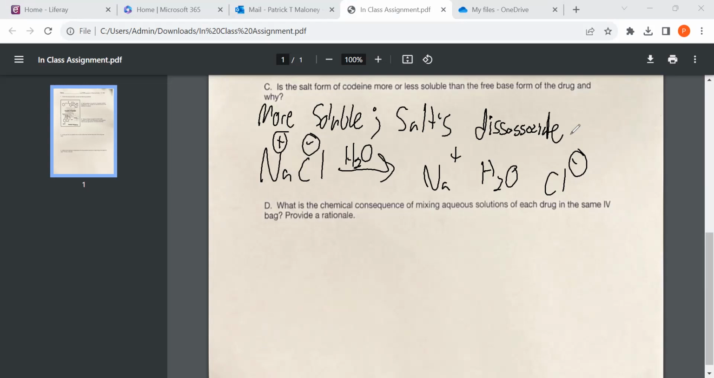Last but not least, what is the chemical consequence of mixing aqueous solutions of each drug in the same IV bag? So the short answer is precipitation can occur. Now, this is the short answer because it is very much a simplification.